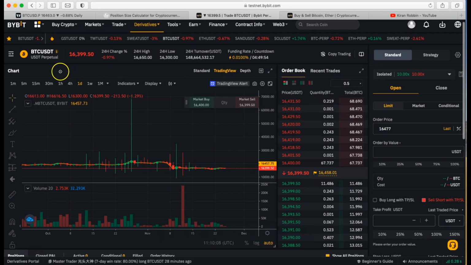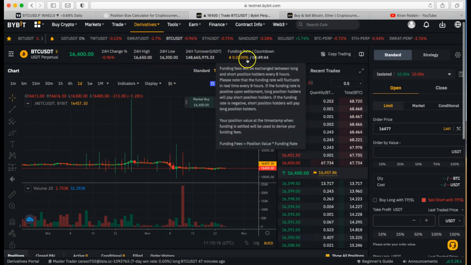As you can see, there's a dashboard here. This shows the price of Bitcoin, the 24-hour change, 24-hour high, and 24-hour low, and the 24-hour turnover. But this is the aspect, this funding rate, which catches a lot of people out. A lot of people do not actually understand what funding rate is.